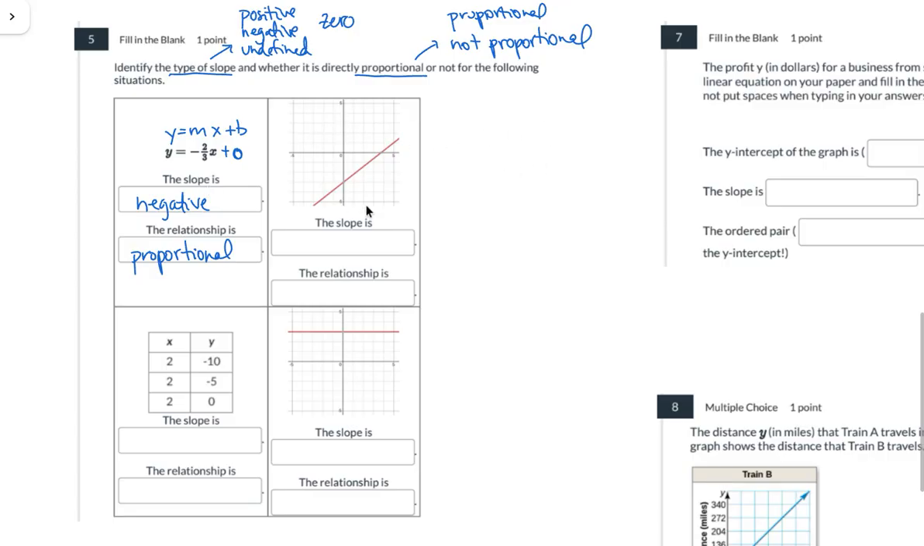All right, moving on to this picture right here. So when I look at this line, it is increasing as I go from left to right, okay? It is increasing, which means that slope is positive, all right? And then when I look at the relationship, well, yes, it is a straight line, check, but it does not go through the origin. So I'm going to say this is not proportional, all right?